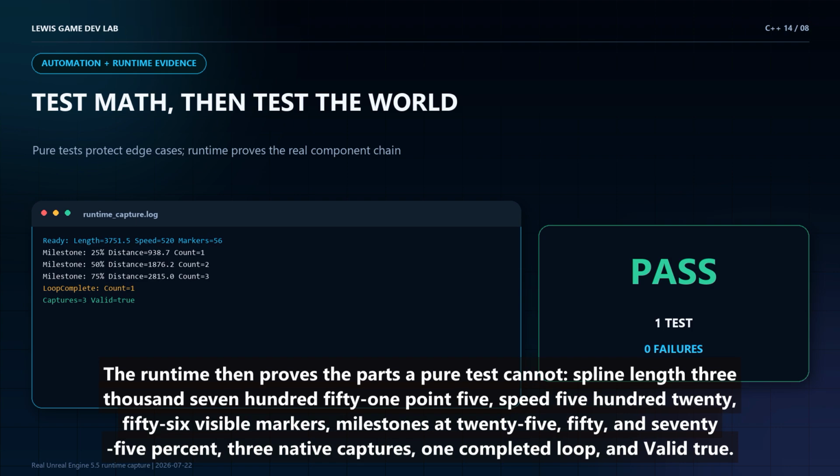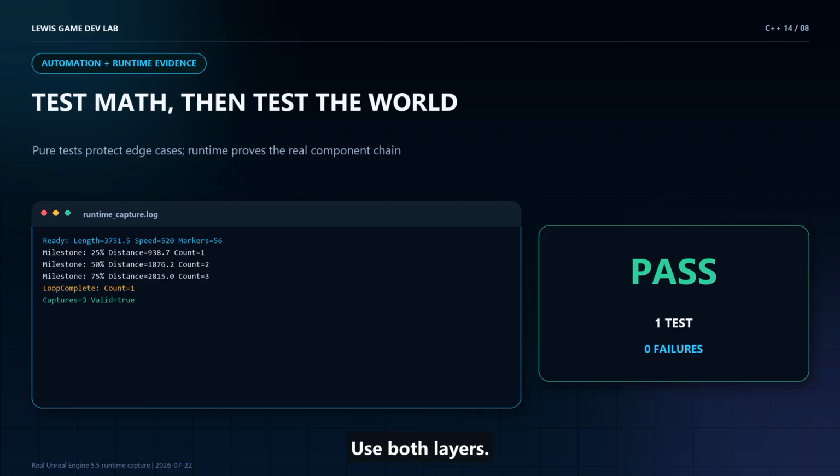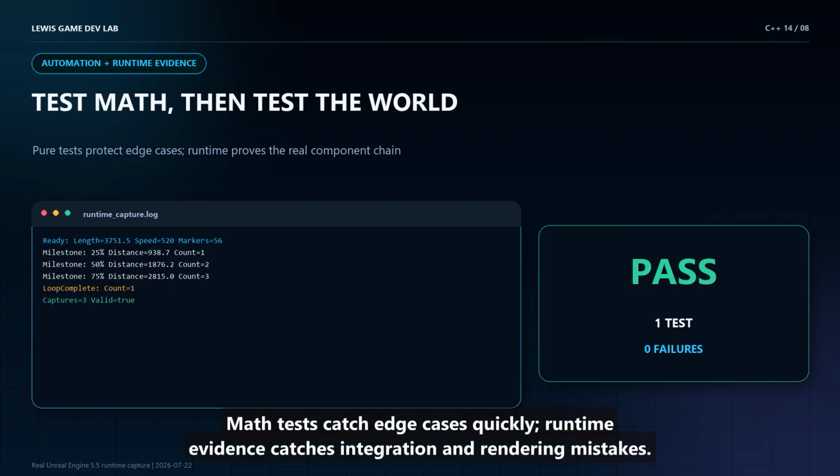Spline length 3751.5, speed 520, 56 visible markers, milestones at 25, 50, and 75%, 3 native captures, 1 completed loop and valid true. Use both layers. Math tests catch edge cases quickly. Runtime evidence catches integration and rendering mistakes.